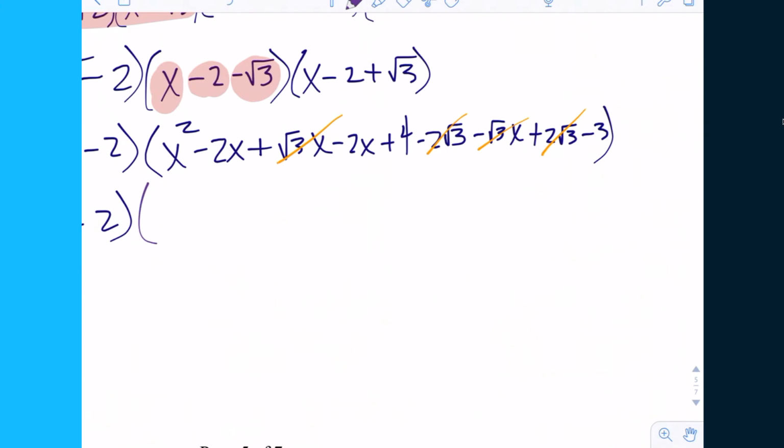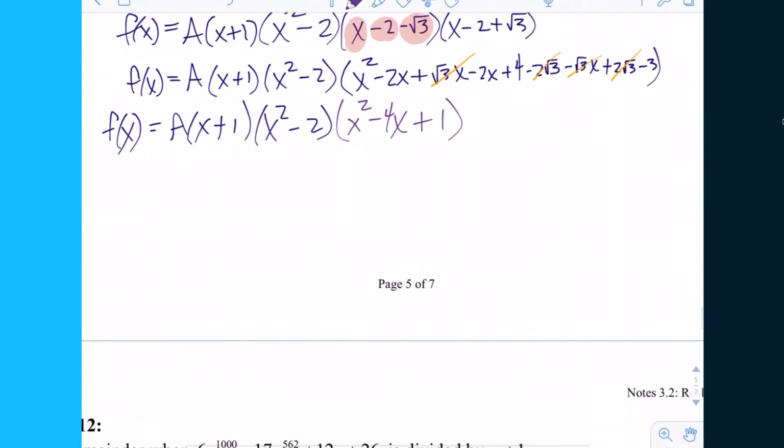Now we just collect all the like terms. We have a 1x squared, but I have 2 linear terms. I have a minus 2x minus another 2x. That's minus a 4x. And then I have 2 constants, a plus 4 and a minus 3, which makes a plus 1. And notice that that cleans up very, very nicely. So this would be your general form in reduced factored form.